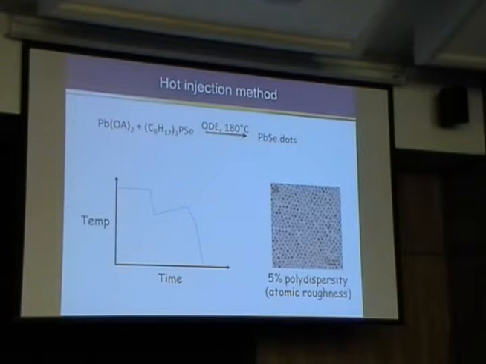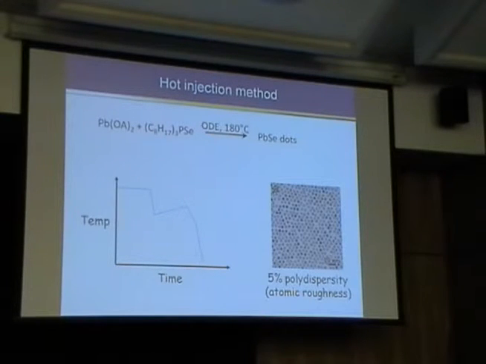Okay, so how do we do this in reality? We use something called the hot injection method, and I'll show a demonstration of the synthesis for lead selenide quantum dots. For example, we would take lead oleate, where OA is oleic acid, and then trioctylphosphine selenide as the selenium source in a hydrocarbon solvent at about 180 degrees C, and we generate in that balanced chemical reaction lead selenide.